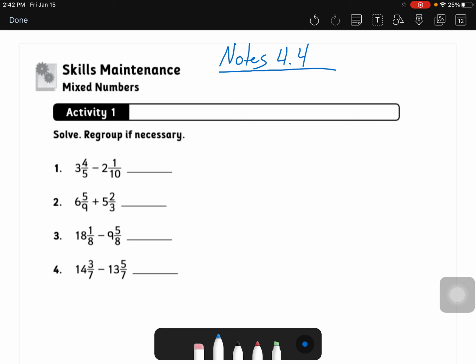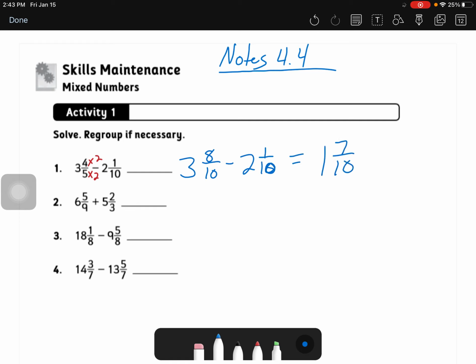Okay, so in our first example, just some skills maintenance, we have different denominators, 5 and 10, so we wanna multiply by 2 on this one, so that'll become 3 and 8/10 minus 2 and 1/10. And so when I subtract those, I would get 1 and 7/10. Okay, so 8 minus 1, 7 for that.